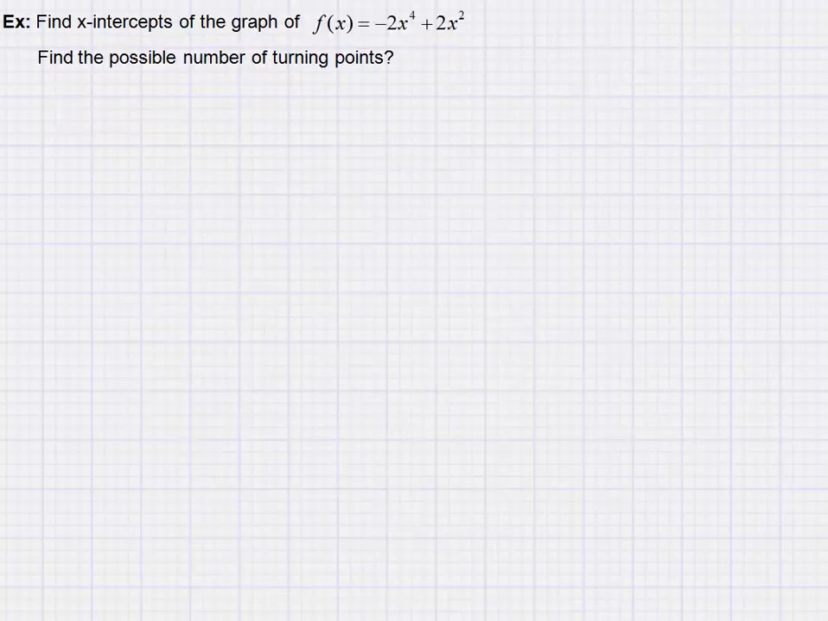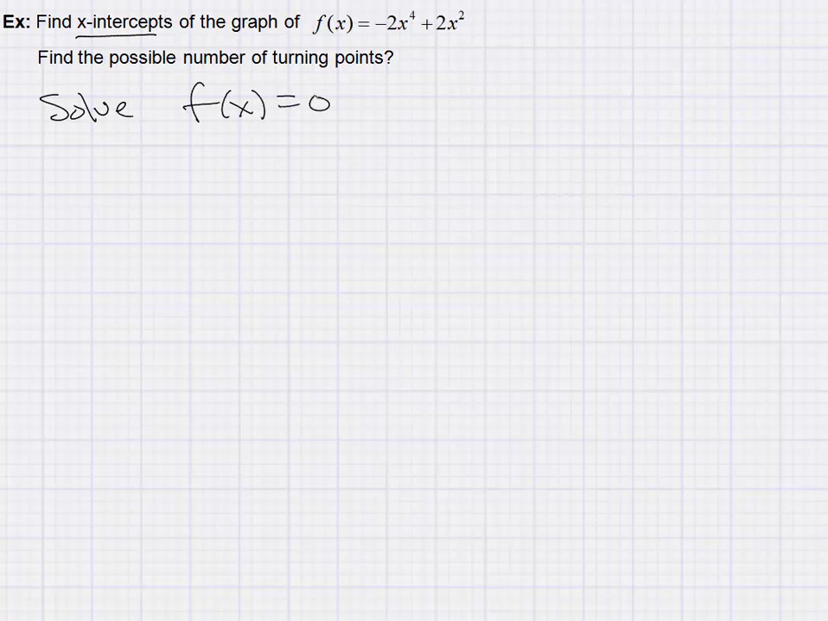Here's another one. Find the x-intercepts for the graph of f of x. Okay? So if I look at this function, I've got to find the x-intercepts. I've got to find the zeros. I have to solve f of x equals 0. So that would be negative 2x to the fourth plus 2x squared equals 0.